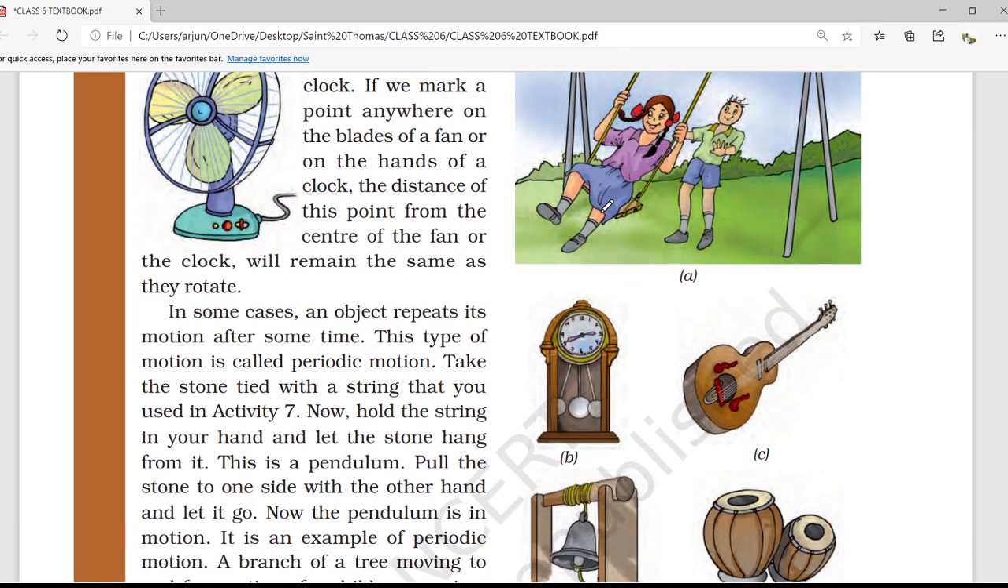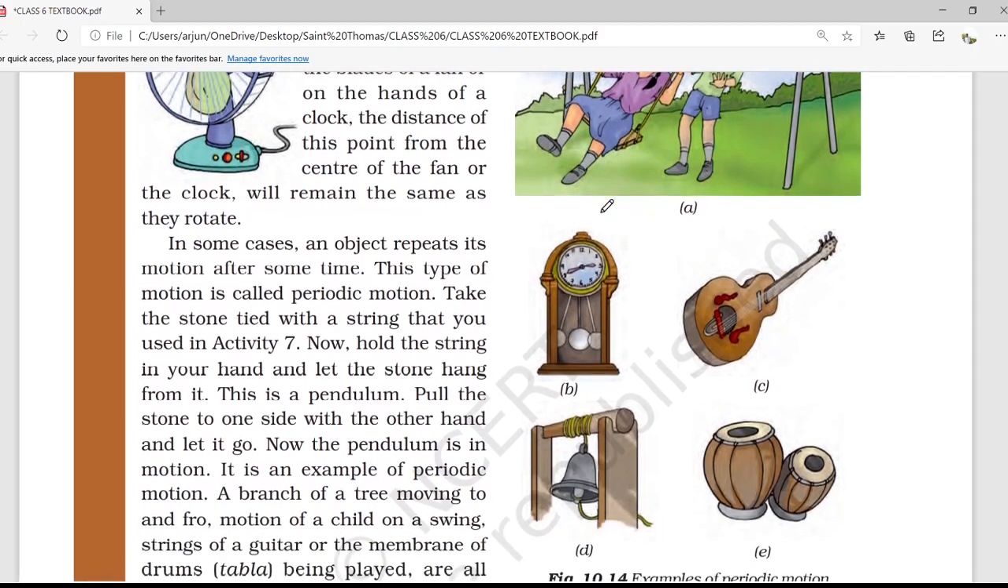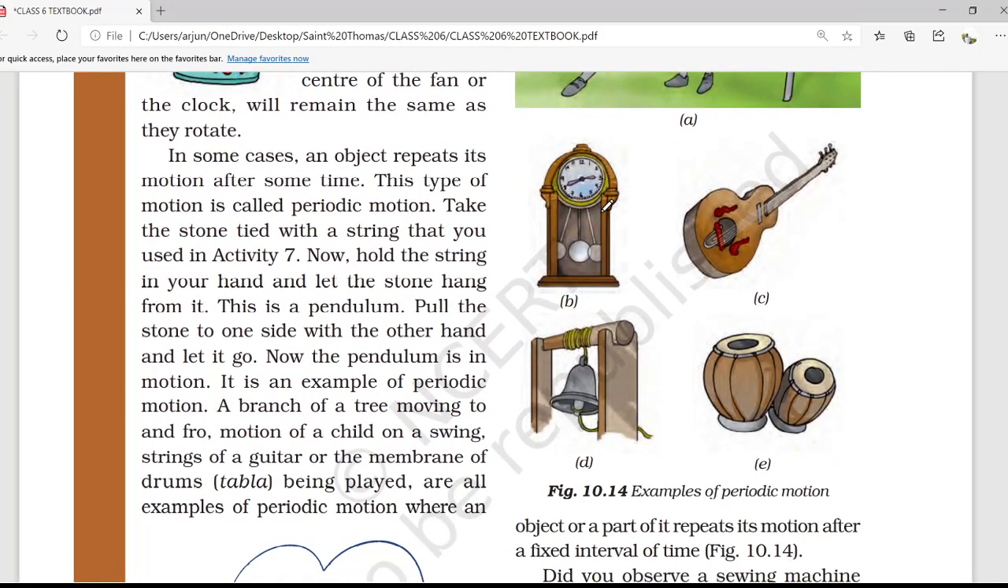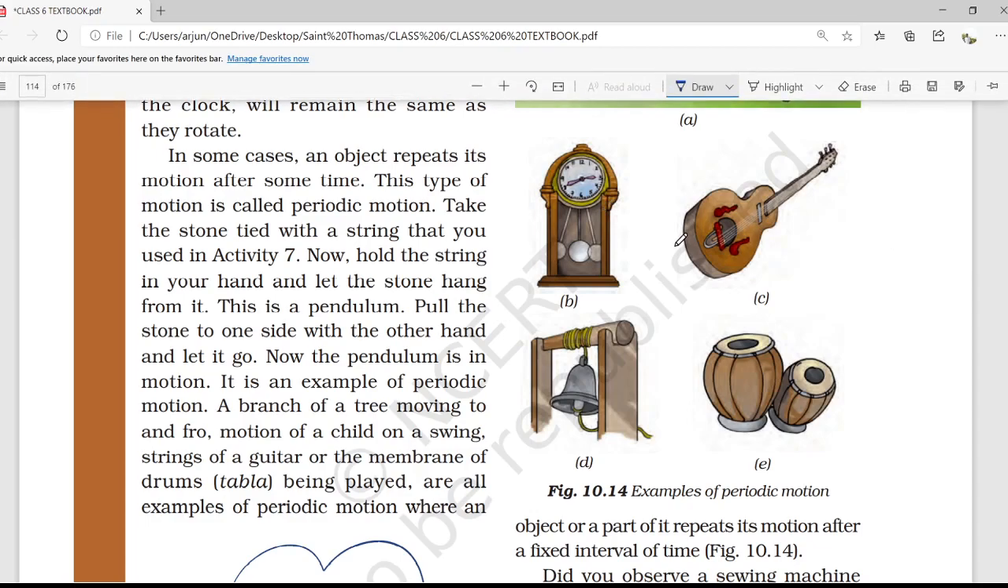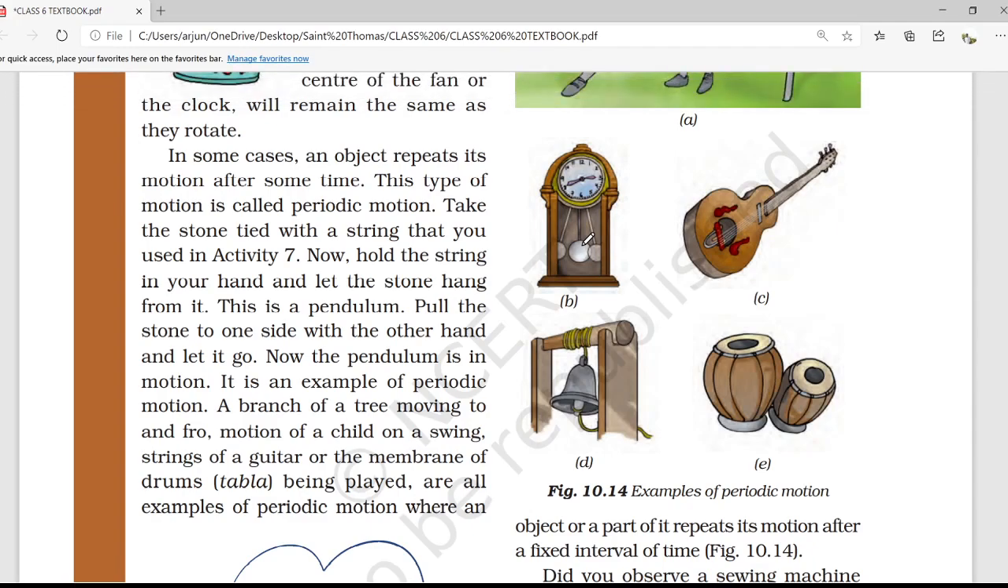In some cases, an object repeats its motion. So now we have seen rectilinear motion and circular motion. Now the third type is this one. In some cases, an object repeats its motion after some time. This type of motion is called periodic motion. Here you can see in figure B, this pendulum. A pendulum always repeats its motion after some time.